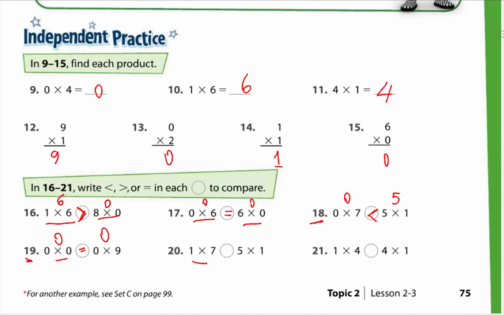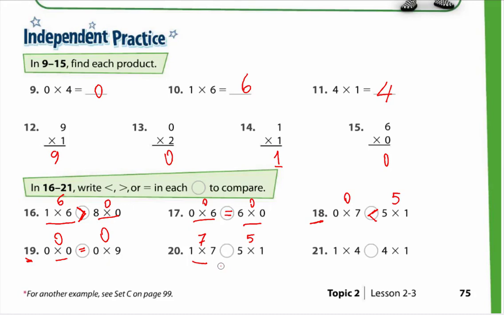Okay, Muhammad Abdullah? Not here? Okay, I will pick someone else. Yusuf Al-Lasqa? Yes, Mister. 1 times 7? 1 times 7 equals 7. And 5 times 1? Equals 5. Great. Which one is greater?